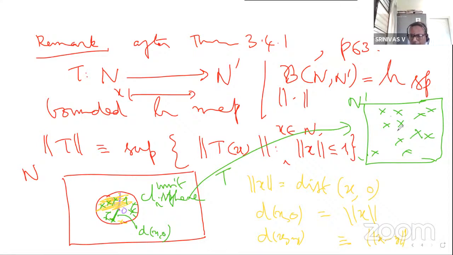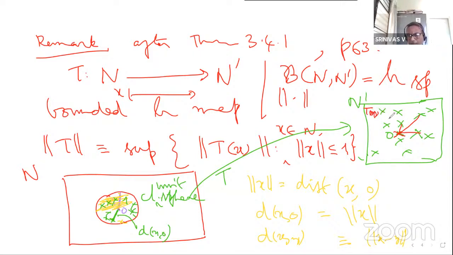Here also you will have an origin, since N dash is a vector space. One origin will be the additive identity in N dash. From 0 you calculate these distances. These are the norms of T of x.